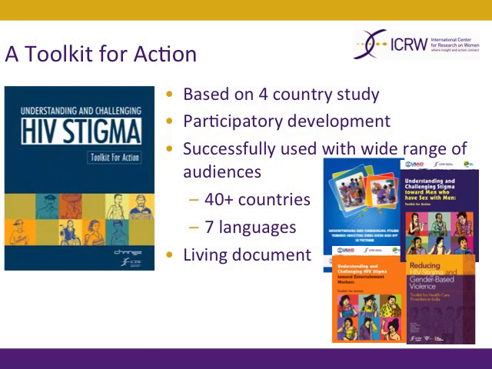So now I just want to briefly talk about, so those were the key elements of successful programs. I just wanted to briefly mention some tools that are available. This toolkit that you see on the left here, Understanding and Challenging HIV Stigma, was developed out of that 4-country study that I mentioned back at the beginning. It was developed several years ago, almost a decade ago now, and it uses a bunch of participatory methods. So it's a toolkit with a bunch of exercises in it, and it's been successfully used now with a wide range of audiences.